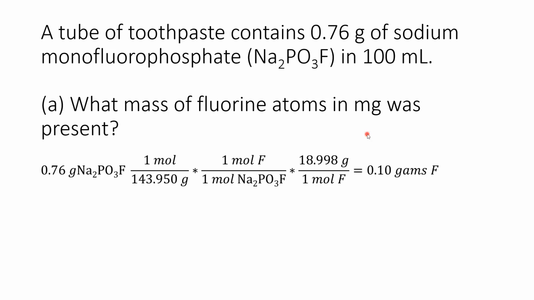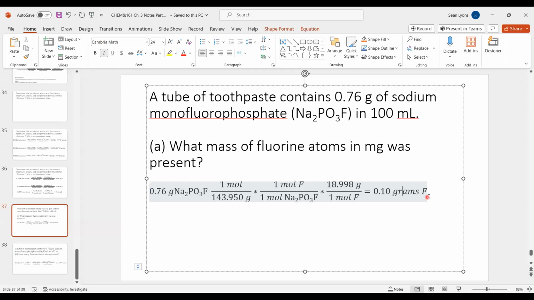And actually, I did not fully do that here. And I didn't spell grams correctly. But we've got the mass of that substance to begin with. So we can use the formula to get the molar mass, so almost 144. And we're going to cancel out grams, so we have 143.950 on the bottom. That gets us to moles of this substance, moles of the sodium monofluorophosphate. Then, using that chemical formula, 1 mole of sodium monofluorophosphate has 1 mole of fluorine atoms. And then 1 mole of fluorine atoms, using the periodic table, weighs just about 19 grams. So we can go through, cancel those units, and we're only left with grams.